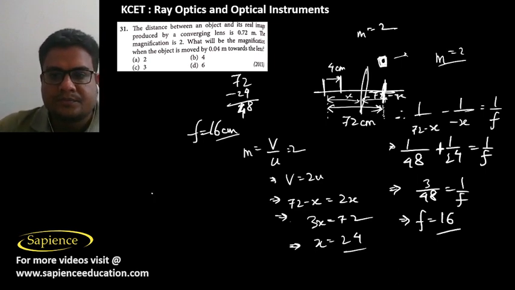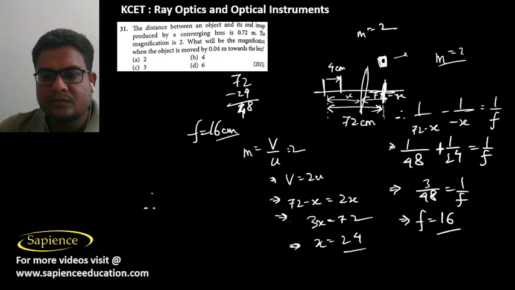So therefore, we can say that it's moved by 4 centimeter towards the line. So now the new value of u is 24. So this will be minus 20 centimeters. So v will be how much? That will be fine. Will be the magnification.